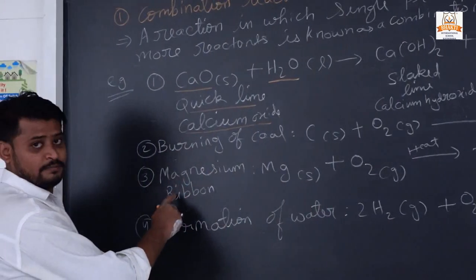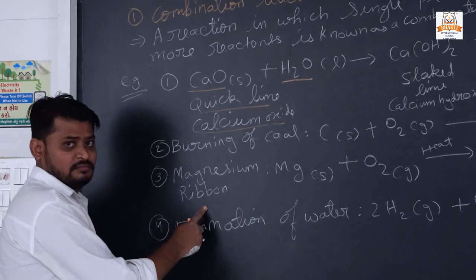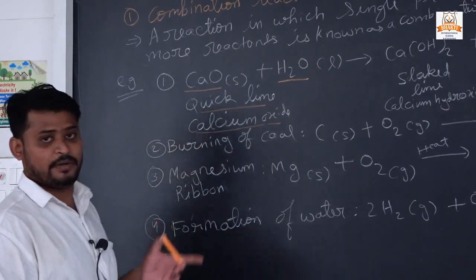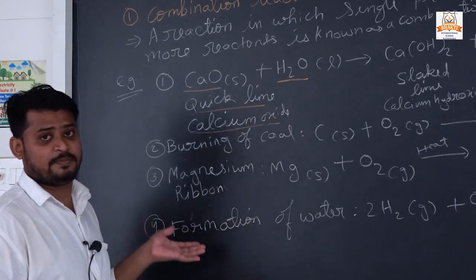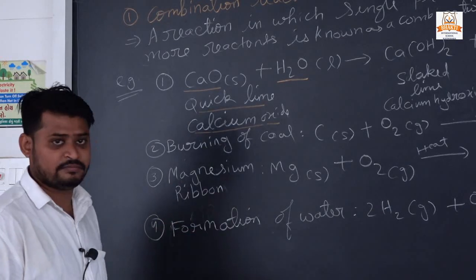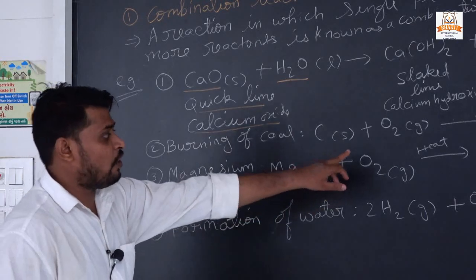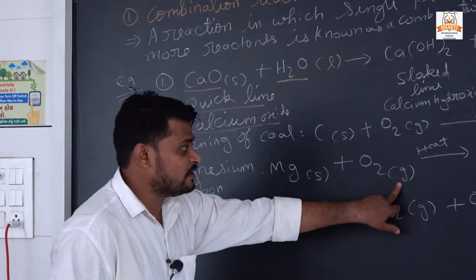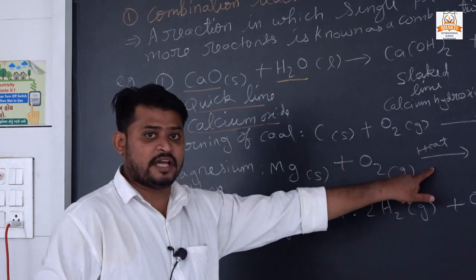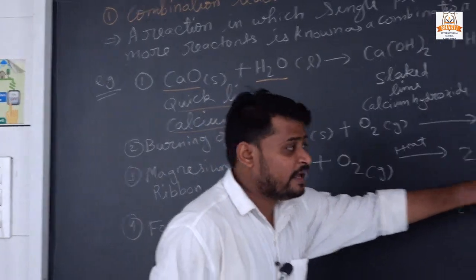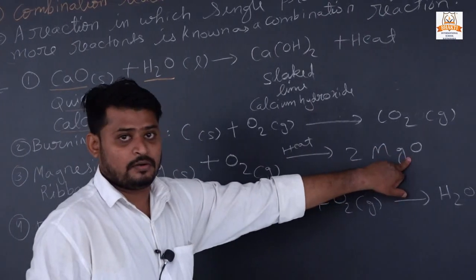And the third example, magnesium ribbon. We already discussed magnesium ribbon in examples in our first part and second part. When magnesium ribbon in solid state reacts with oxygen in gaseous state, and we provide heat from outside, the product we get is magnesium oxide, MgO.